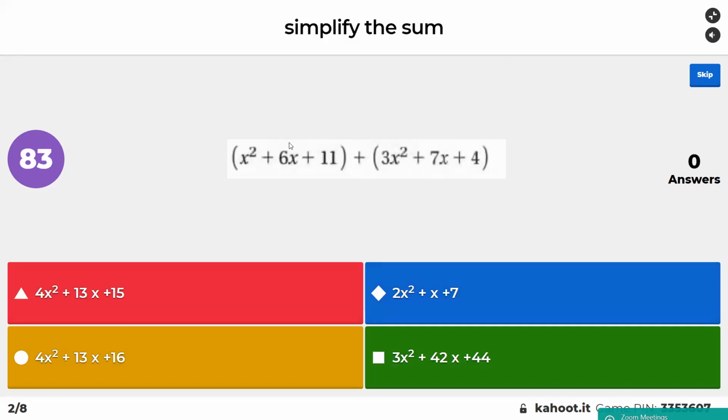Teacher, can you please tell me the PIN again? It's 3, 3, 5, 3, 6, 0, 7.